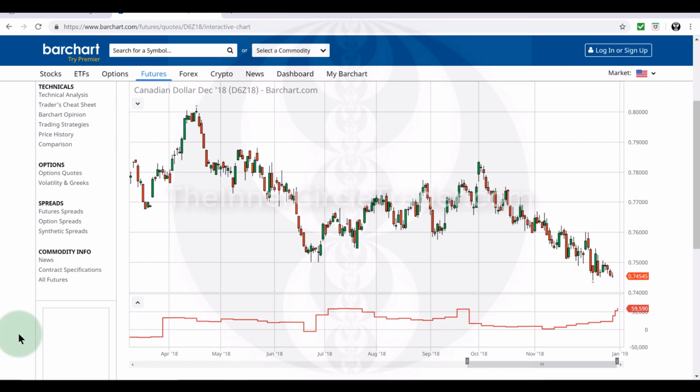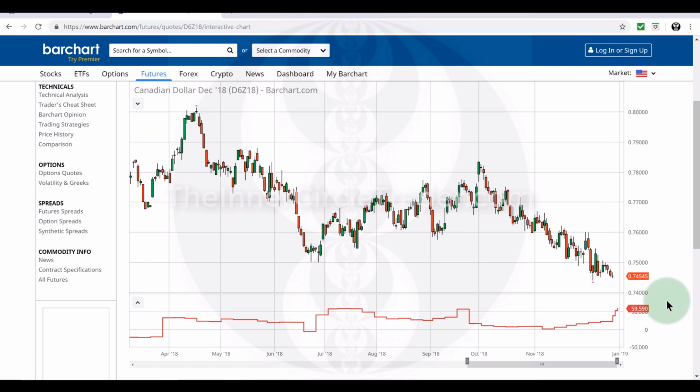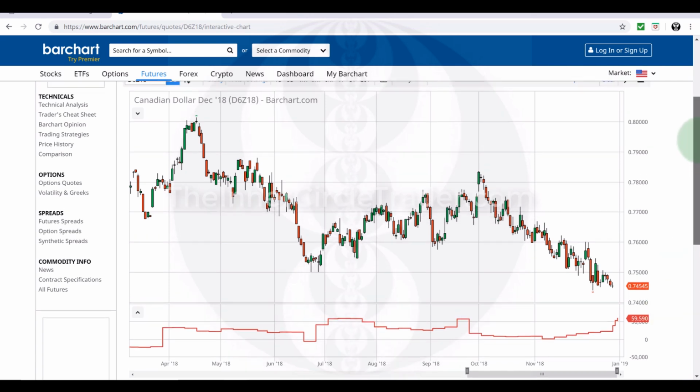The line that's down here is the commercials. And what I've done is eliminated all the other small specs and large funds. And we're only focusing on the commercials. Okay, and you can do that on the bar chart if you use the technical chart. And I'll show you what that one is, the link.